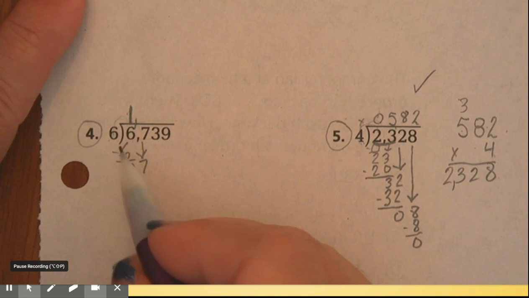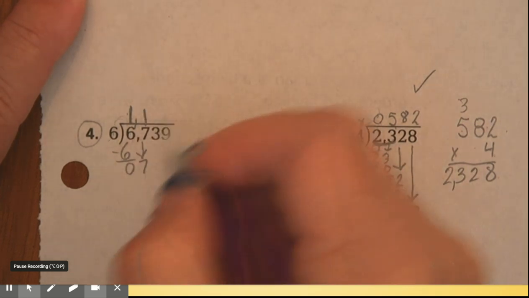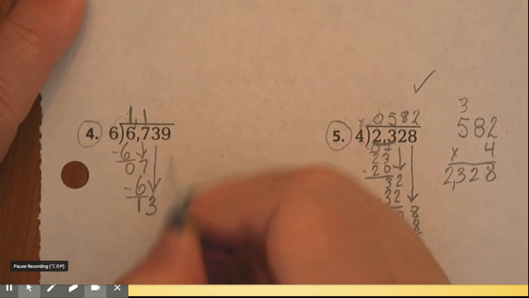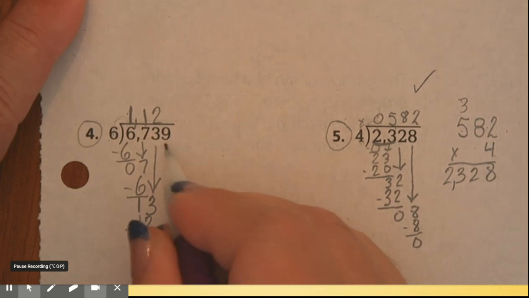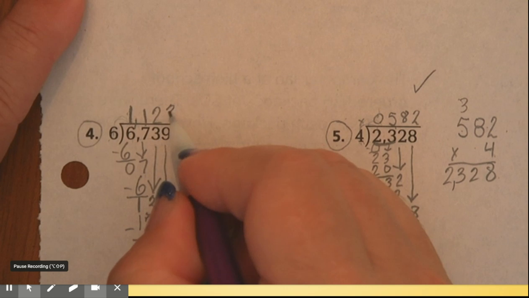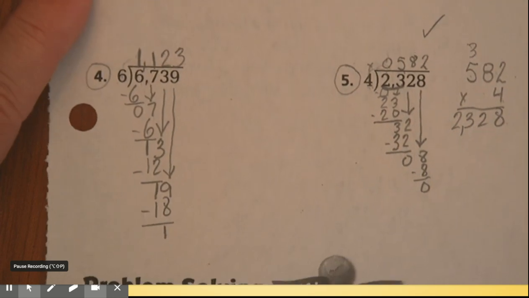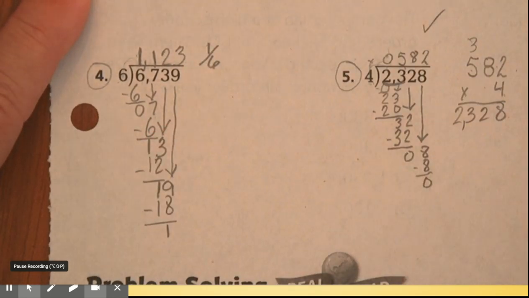Now you have 6 looks inside the box. There's a 7. You can only pull out 1 6 with that. You have 1 left over. Drop down the next one. It's a 3. And then 6 times 2 is 12. 1 left over. Drop down the next one. It's a 9. And then 6 times 3 is 18. And we have 1 left over. With the 1 left over, you can either do an R1 or you can do 1 over 6, 1/6. Either way is correct.